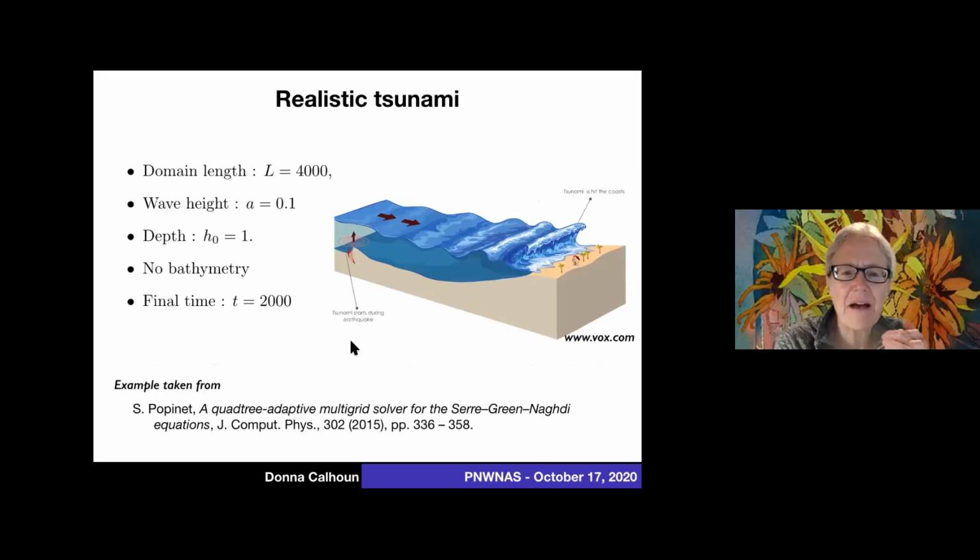The idea is that we have a domain length of L, and a wave height that's clearly much smaller than the domain length. So 0.1 over L gives us a shallowness parameter that's much smaller than 1. The depth h is approximately 1. There's no bathymetry in this particular problem, and we'll solve this out to time t equals 2000. This is an example that was taken from a paper by Stefan Popinet, who developed a similar solver using his adaptive code, Basilisk. And I'll show you results from his code compared with our code.